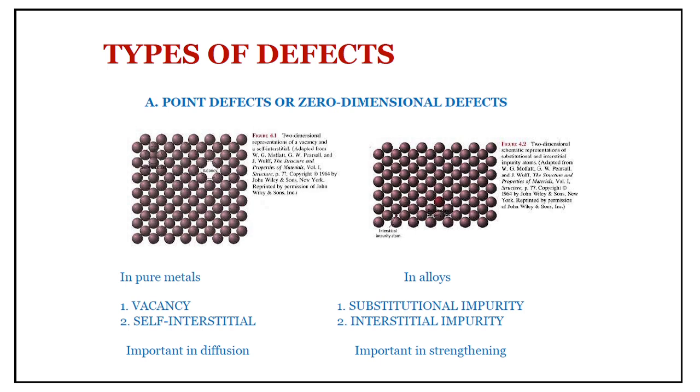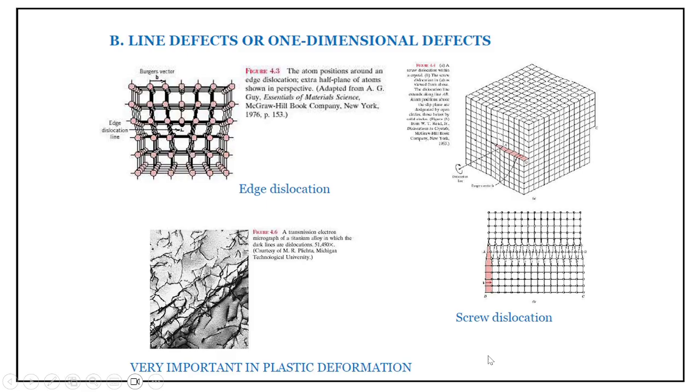Now you should know what is substitutional impurity and interstitial impurity. Point defects or 0-dimension defects can be further classified into vacancy or self-interstitial in the case of pure metal, whereas in alloys they are substitutional impurity or interstitial impurity. You can see a point is given here, it is important in strengthening. Then coming to the next one, line defects or one-dimensional defects. Line defects are one-dimensional defects. You can see they are classified into edge dislocation and screw dislocation.